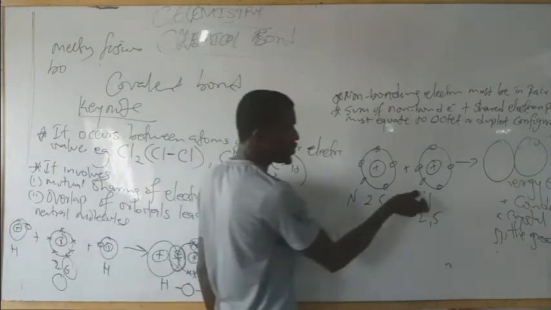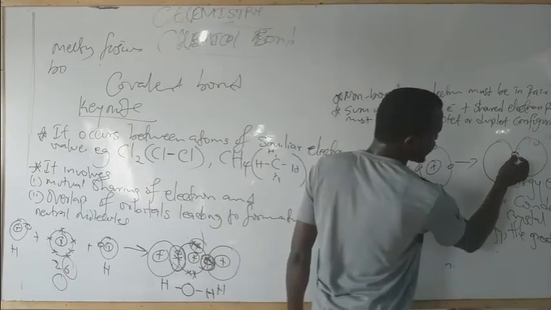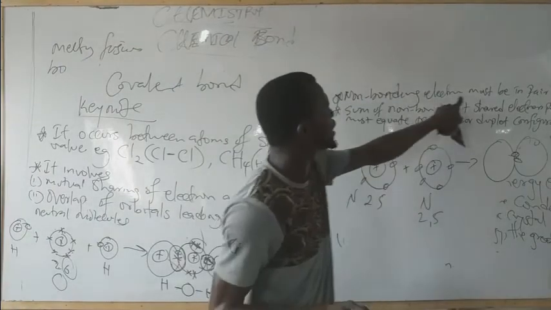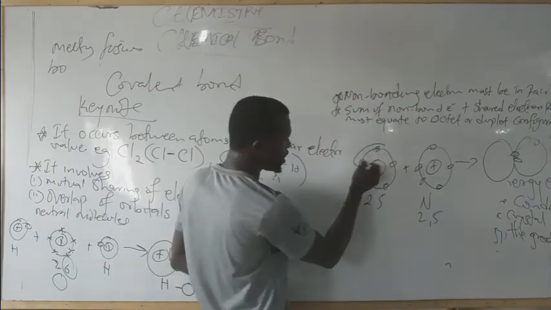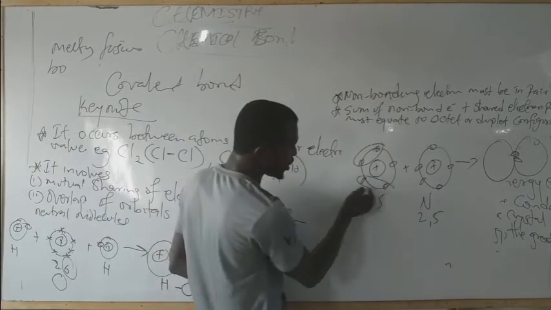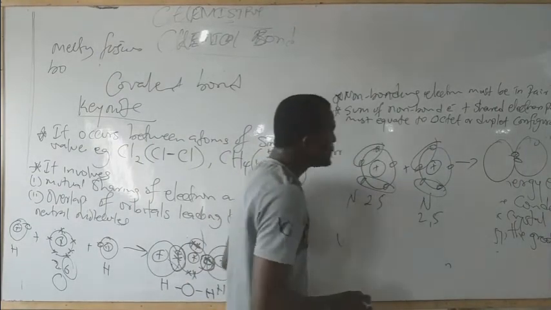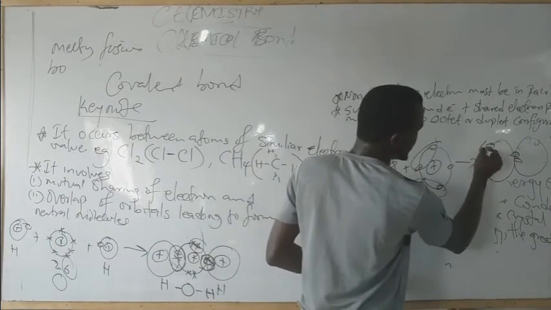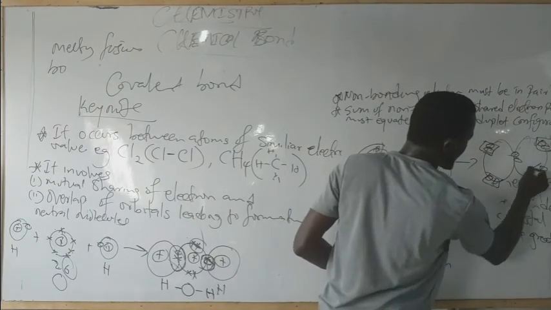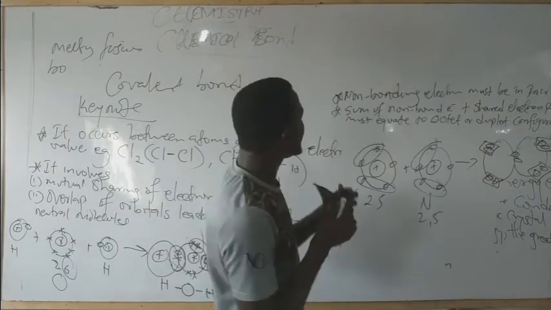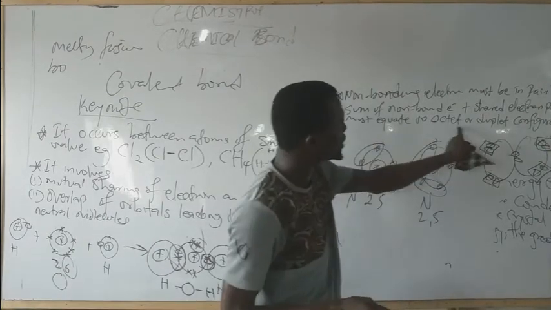So what do we have here? If this one brings one, and this one brings one, we have one, one. But the rule says non-bonding electrons must be in pairs. So this will be a non-bonding pair, this will be a non-bonding pair, and this, and this, and they will share one. So we have non-bonding pairs here. Now look at the second rule: the sum of non-bonding electrons plus shared electron pairs must equate to an octet or duplet configuration.